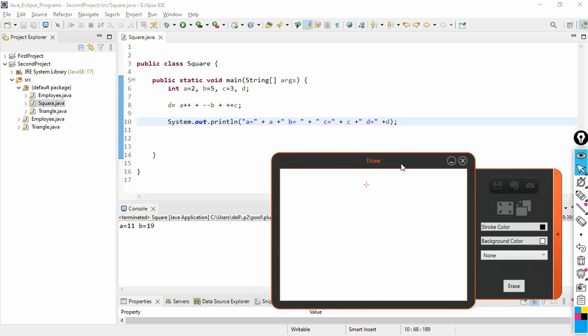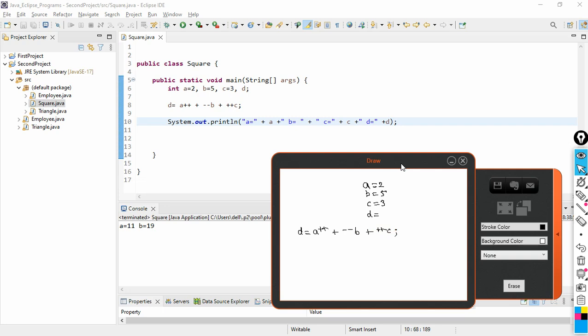Here a becomes what? 2. B is 5. And c is equal to 3. D is nothing. So what is the equation? A plus plus plus minus minus b plus plus plus c. This is the formula that we have to calculate.